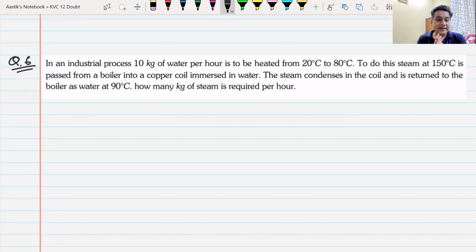In an industrial process, 10 kg of water per hour is to be heated from 20 to 80 degrees Celsius. So you are probably working in a boiler industry and you want to heat water quickly. To do this, steam at 150 degrees Celsius is passed from a boiler into a copper coil immersed in water. The steam condenses in the coil and is returned to the boiler at a temperature of 90 degrees Celsius. How many kg of steam is required per hour? That is the question, my dear friends. The time starts now.